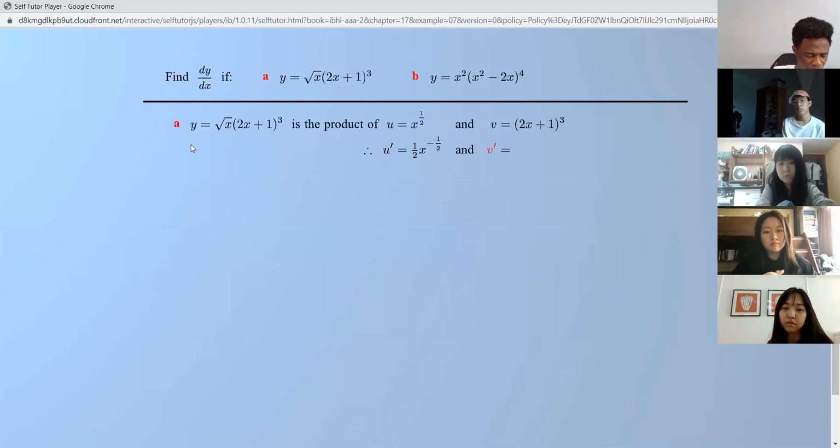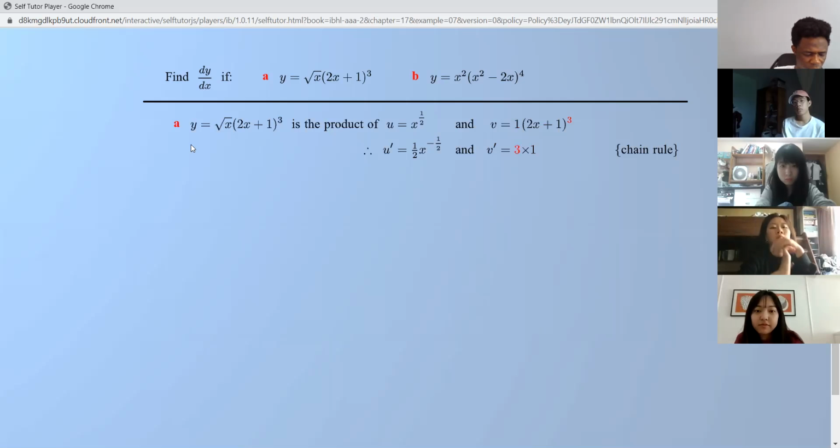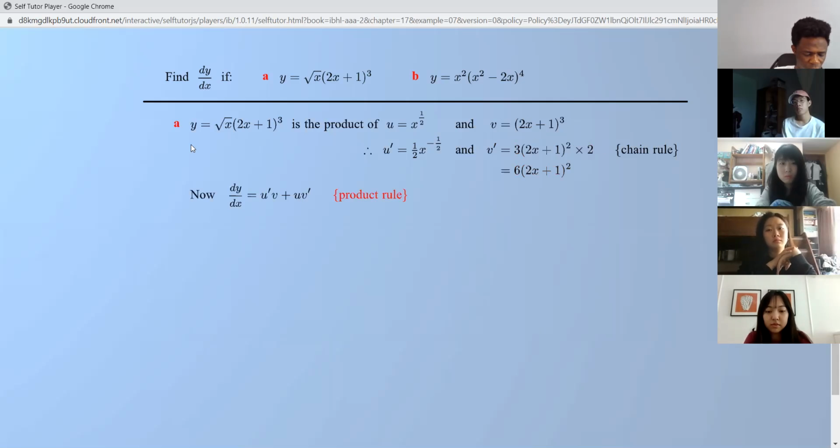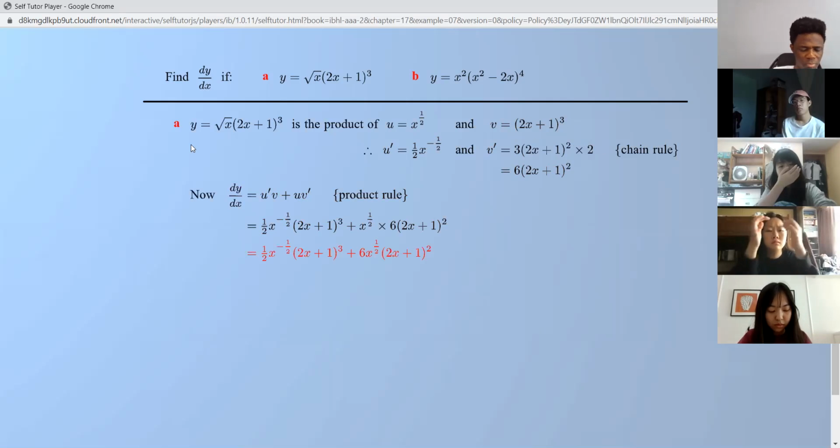To find v dashed, we need to use the chain rule. V is 1 times an expression in brackets to the power 3. V dashed is therefore the coefficient 1 times the power times the expression in brackets. We subtract 1 from the power, then multiply by the derivative of the expression in brackets. We can now use the product rule to find dy by dx. We carefully write down u dashed times v plus u times v dashed. Then tidy the expression using more concise algebraic notation.